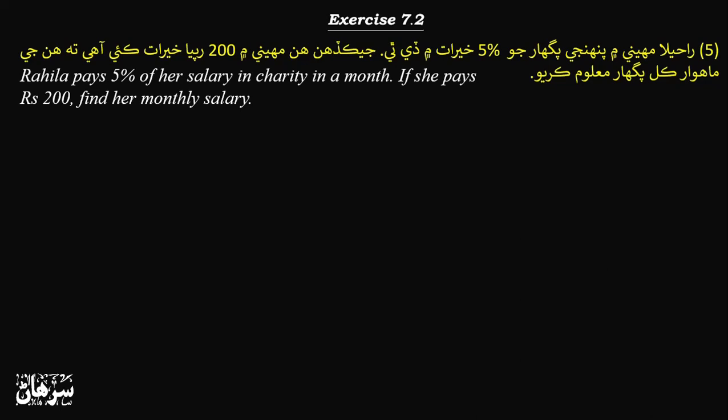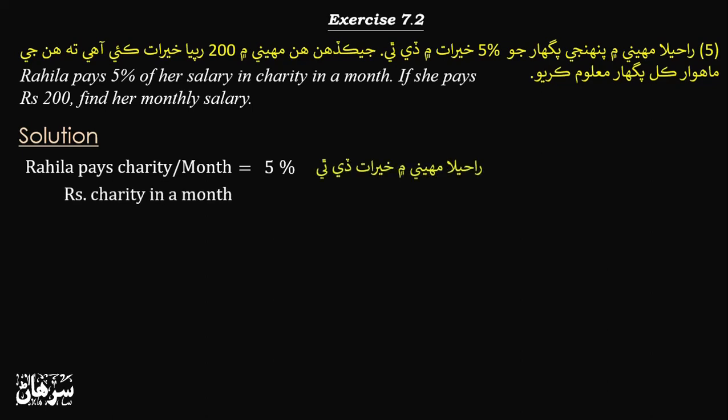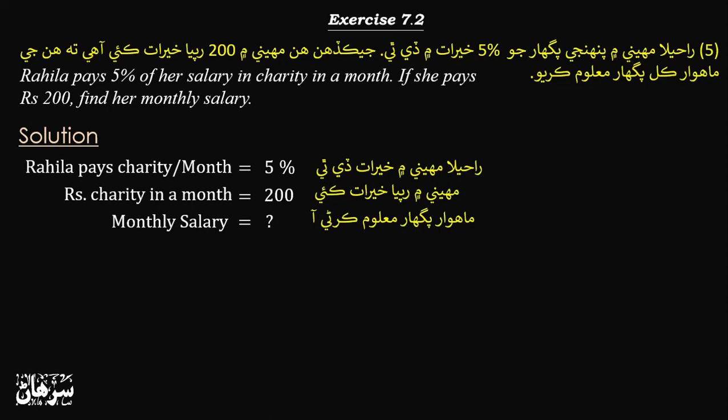Rahila pays 5% of her salary in a charity in a month. If she pays 200, find her monthly salary. Solution. Rahila pays charity per month 5%. Rupees charity in a month 200 rupees. Monthly salary you have to find. We have to find the quantity.